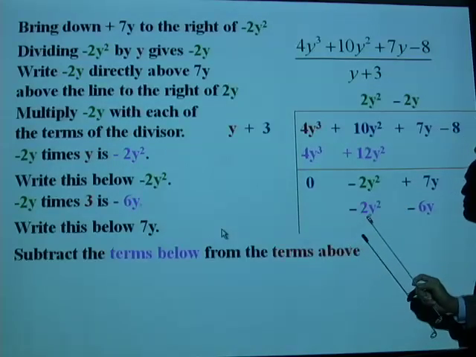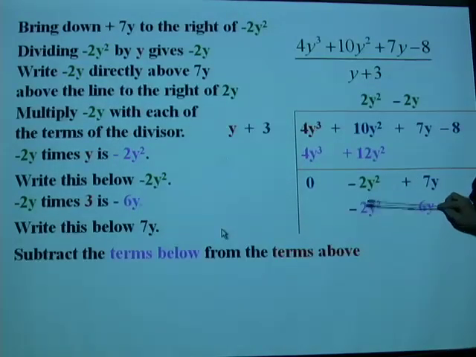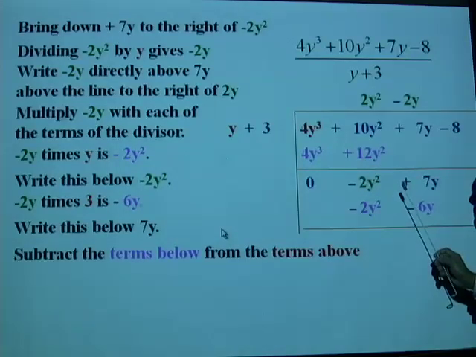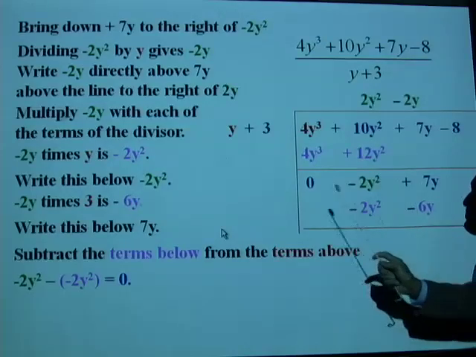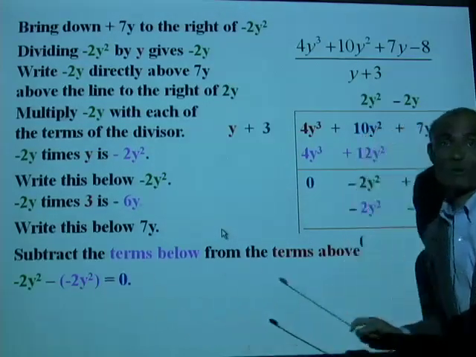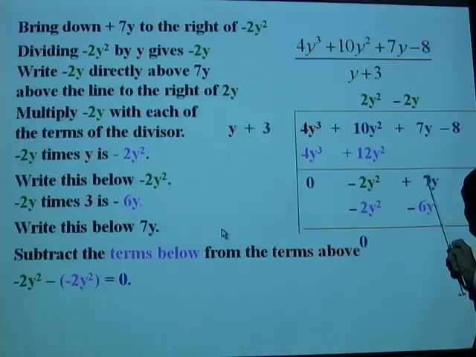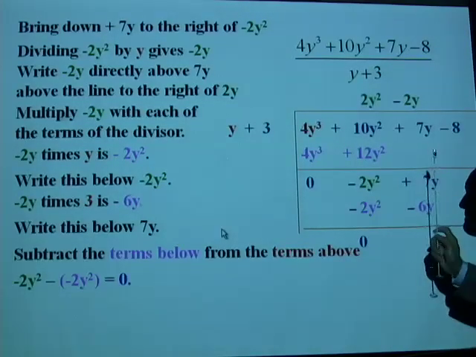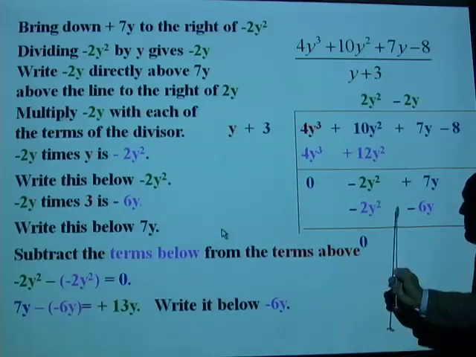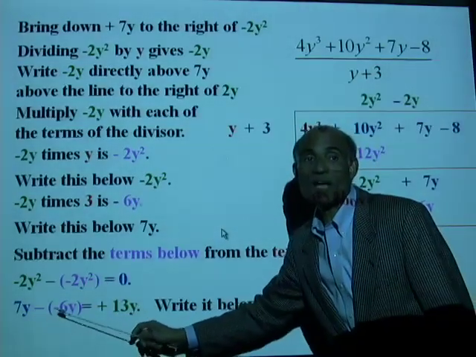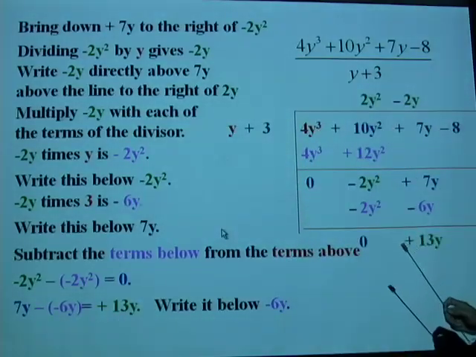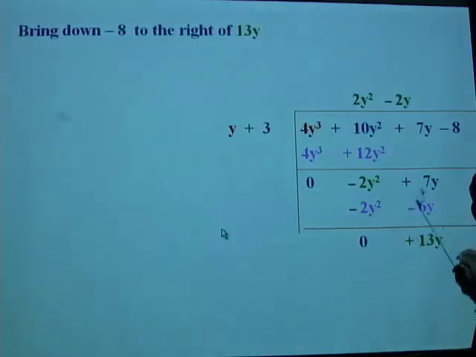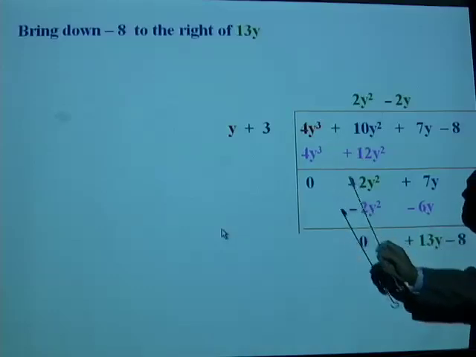And now, again subtract. Subtract the terms below from the terms above. What do you get if you subtract negative 2y squared from negative 2y squared? You get 0. Now, subtract negative 6y from 7y. What does that give you? Look at that. 7y minus negative 6y, and that will be 13y. Alright, what is the next step? Bring down the negative 8 and repeat the same procedure.